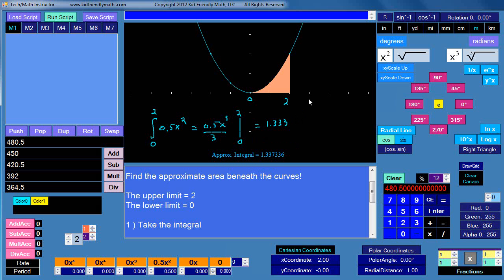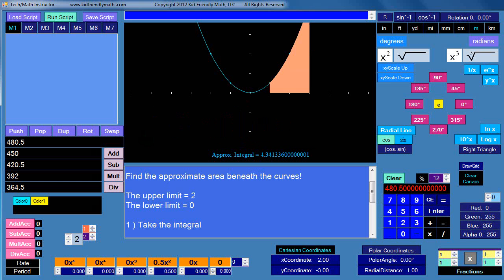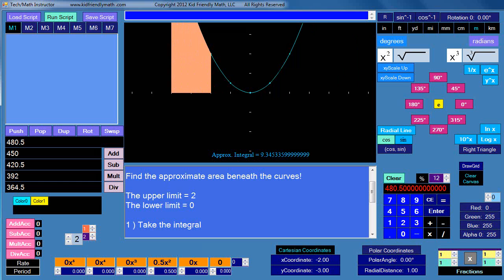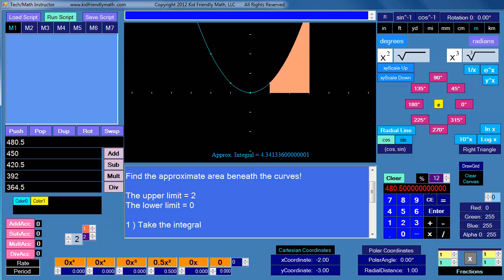So the power of the computer is that you have virtually instant access to the approximate integral just by moving your limits of integration around like this. I'm just evaluating it at different points, or maybe I want to evaluate it between 0 and 3. Well, I did, and I instantly have the approximate integral just like that.